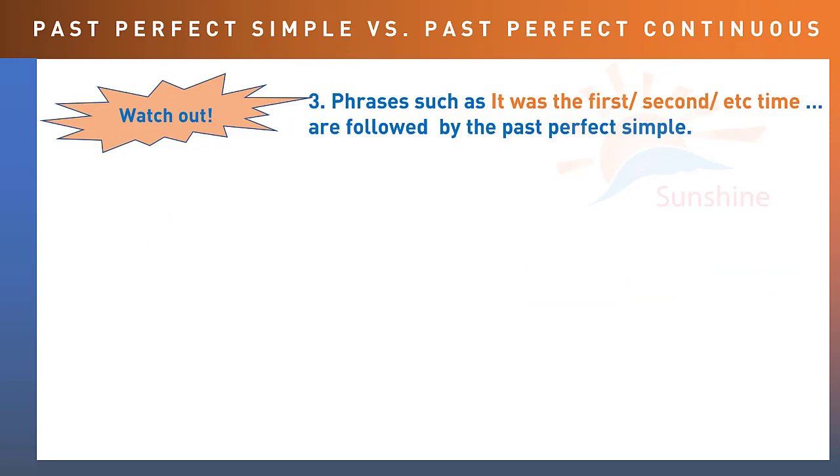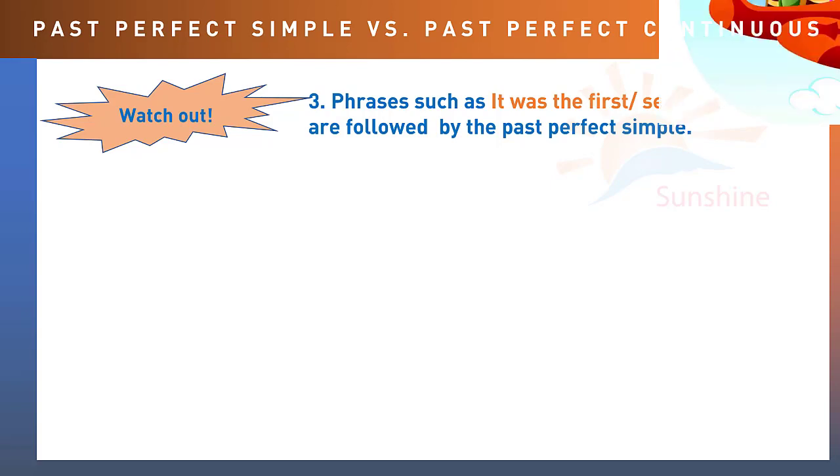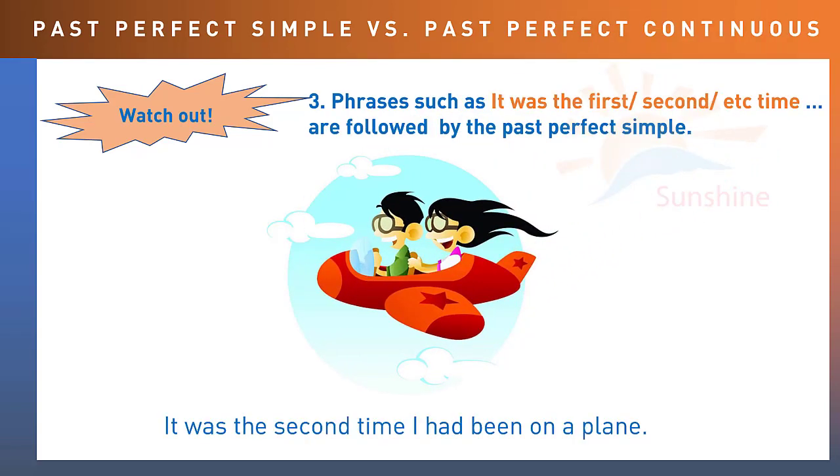Phrases such as it was the first, it was the second, it was the third time are often followed by the past perfect simple. For example, it was the second time I had been on a plane.